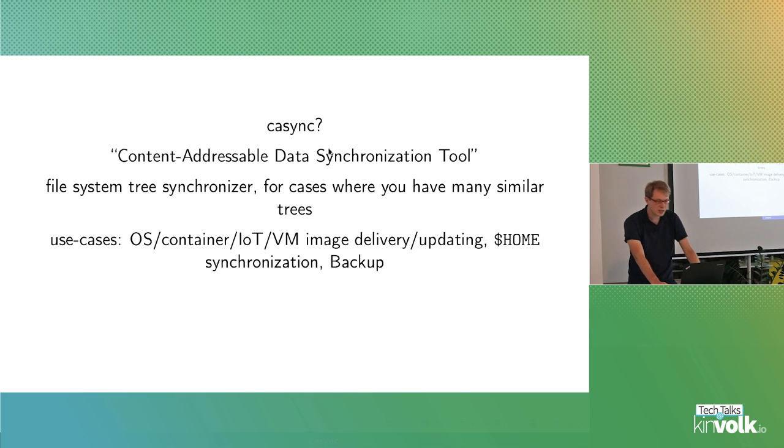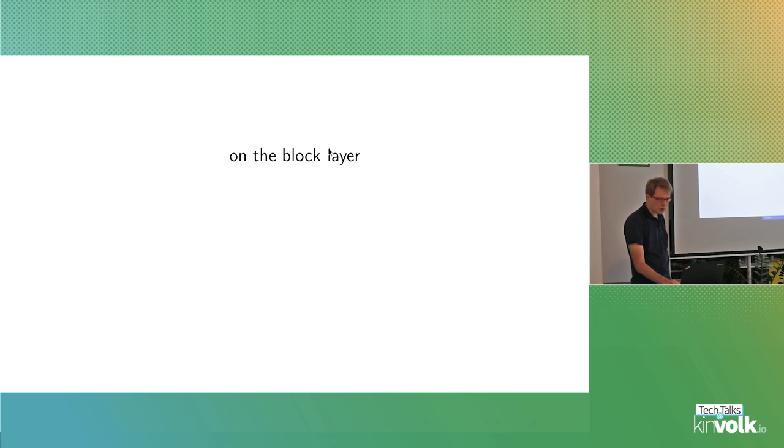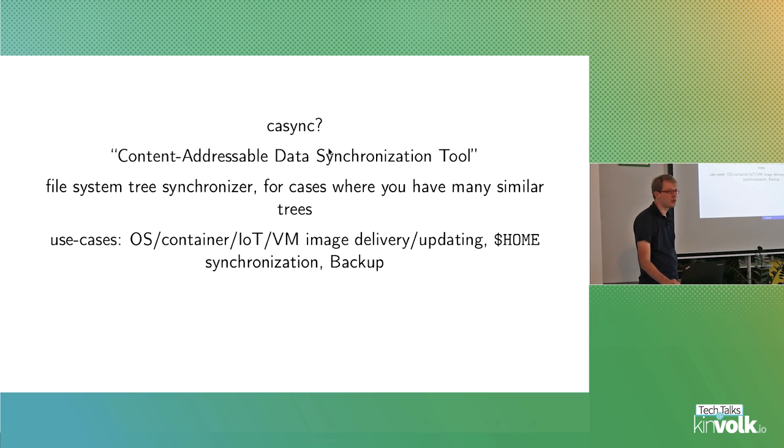It has a couple of other use cases too. For example, it can be useful for synchronization of your home directory, and it can be useful for backup. But to be truly useful for that, we still need to add a couple of things, but I'll talk about that later. The primary thing, however, is delivery of OS images. And I'm pretty sure most people who came here probably have some use case of that in some form or another. So you manage some container system on the internet, or you do IoT development, or you work with VMs. And the thing that's supposed to be sped up there is the image delivery.